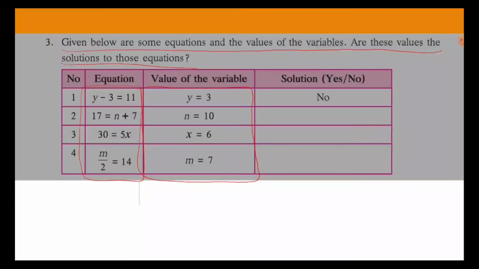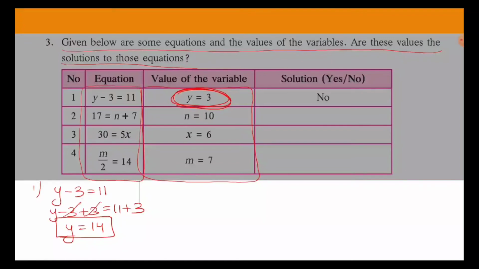Okay, so the first one given over here is y minus 3 is equal to 11. Okay, we know that if it is minus, then we have to add 3. We will add 3 here and 3 here. So this will get cancelled. So y is equal to 11 plus 3, which will be 14. Okay, so y is equal to 14 is the answer, but here it is written as y is equal to 3, which is not the right answer. So we have written no over here. Okay, so this is what you have to do.